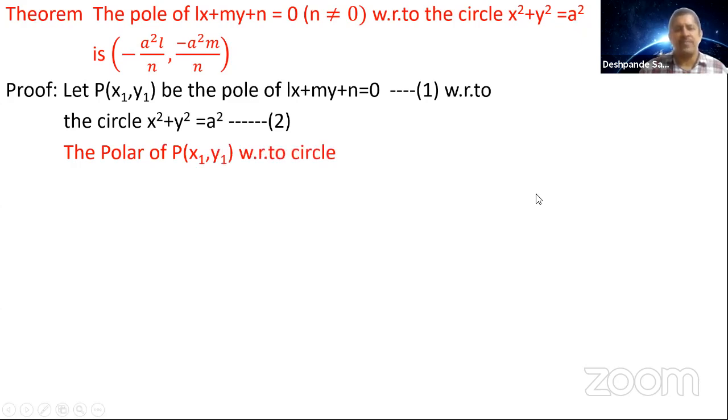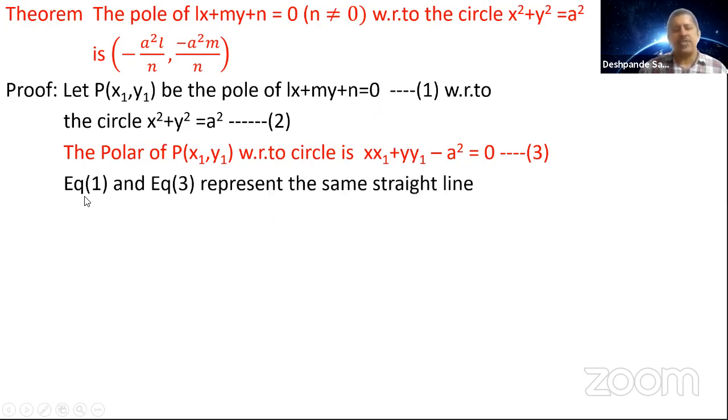Just now you have taken previously, when the center is 0, 0 and radius is a here, the polar is x x1 plus y y1 minus a square is equal to 0. So you are actually finding the polar of this point, and you got one more equation for the polar. So there are two equations for the polar. Equation 1 and equation 3 both represent the polar. So what is the meaning of it? These two equations should be proportional, so equation 1 and equation 3 represent the same straight line.